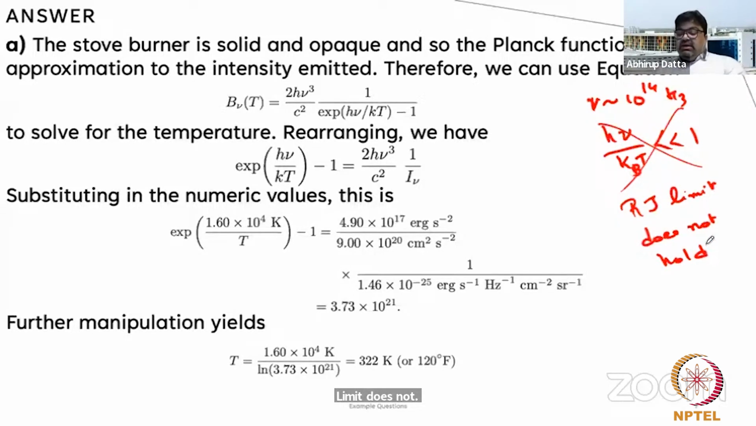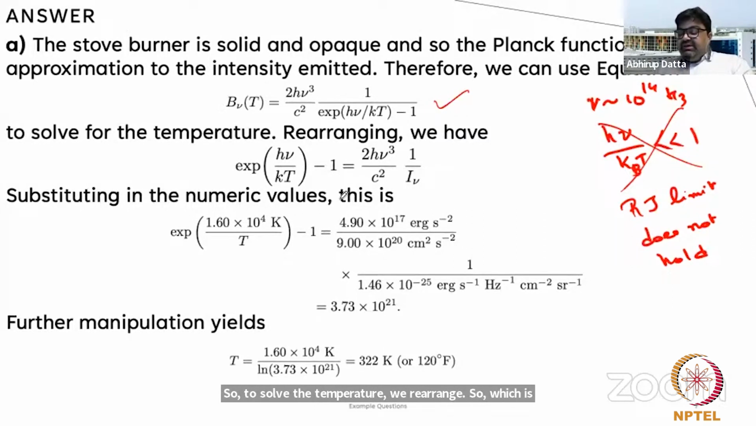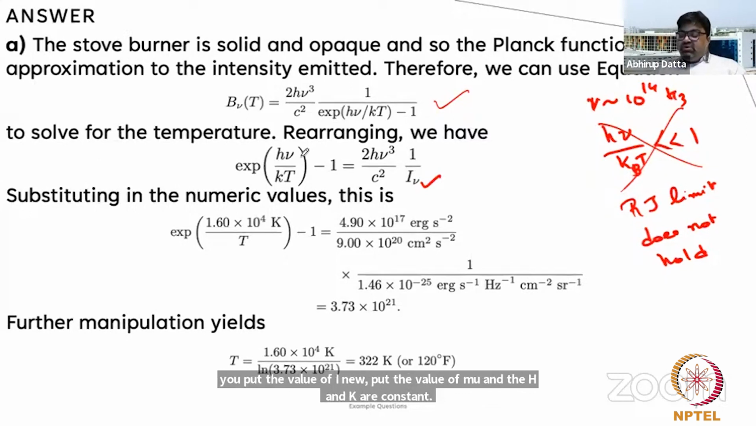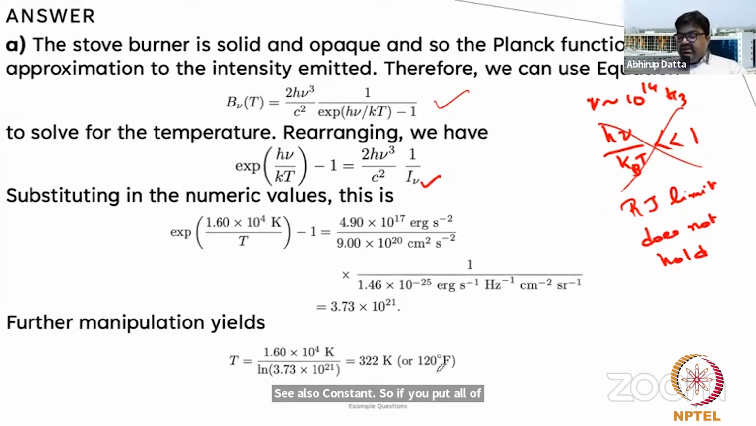To solve for the temperature, we rearrange. So we have this Planck function, which is fine. We rearrange the above equation and rewrite it in terms of T. You put in the value of I nu, the value of nu, and h and k are constants, c is also a constant. So if you put all of those values in, finally you get T. It's basically simple, just a little bit more of a calculation.